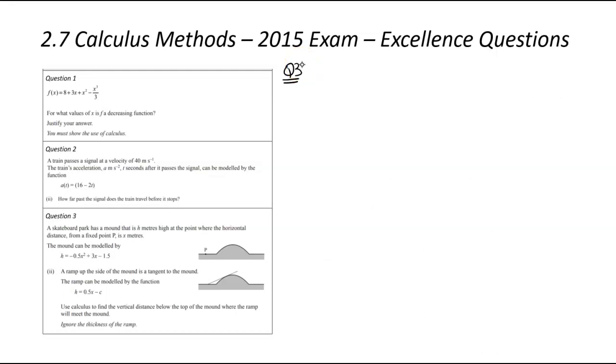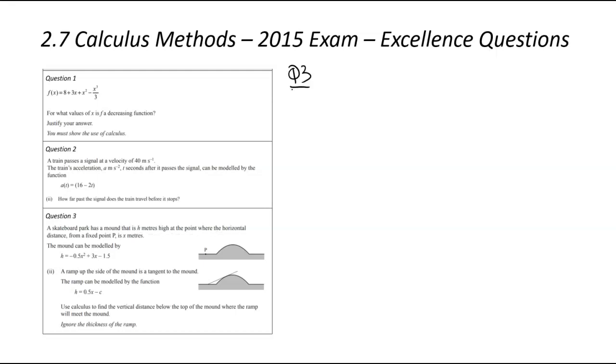We've got a skate park, and the mound's height is in meters, with x the horizontal distance from the fixed point. The fixed point is on our initial diagram, the top one over there. The mound can be modeled by this particular equation over here. The ramp, so that's this mound here. They've now added a little ramp, which represents that line there, and it can be modeled by that particular equation, and it is a tangent to the mound as well. Use calculus to find the vertical distance below the top of the mound where the ramp will meet the mound.